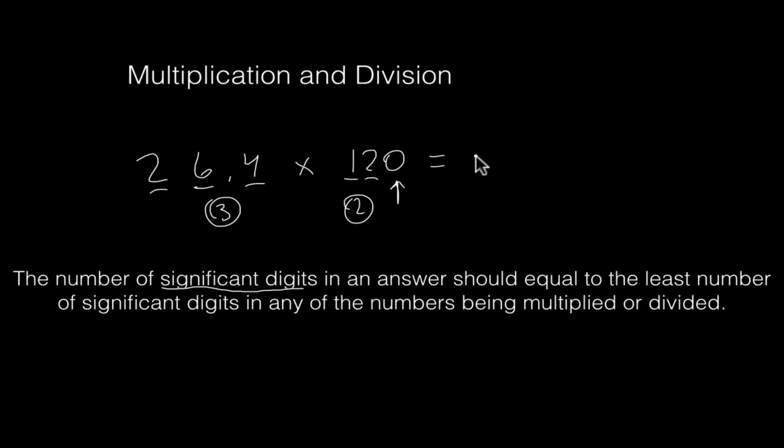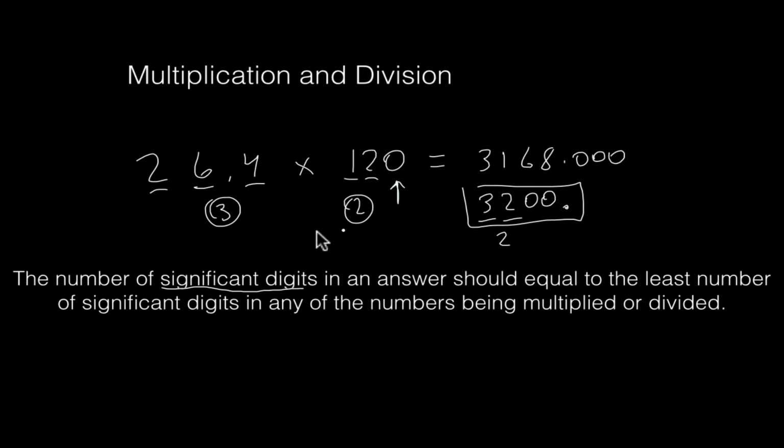If we calculated this out, it should come to 31,680. So this should be our answer, but we can only have 2 significant digits here. So we're actually going to have to round to 32,000 for our answer. Now we have 2 significant digits. These zeros are just placeholders, they're not significant digits. So that would be our answer.